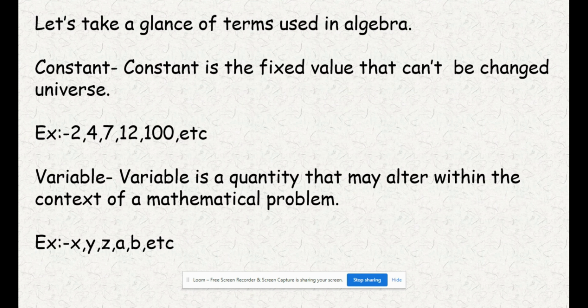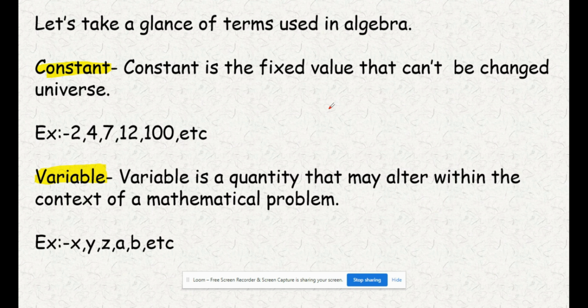Now let's take a glance at the terms used in algebra. These are the main terms used in algebra: constant and variable. Both are the main terms used in algebra. For basic algebra, a constant is a fixed value that can't be changed in the whole universe. A constant is a fixed value, like a number.